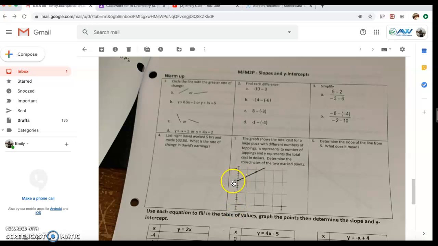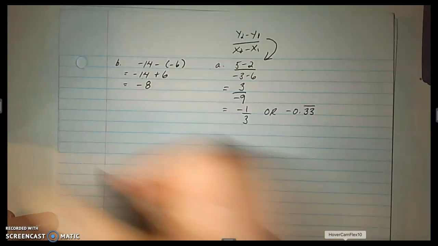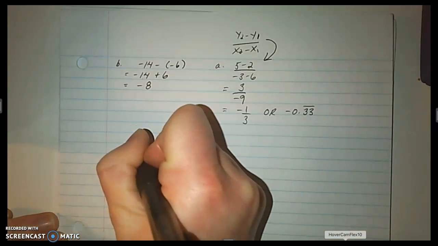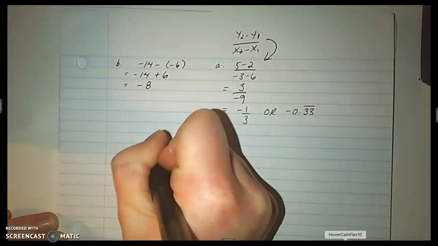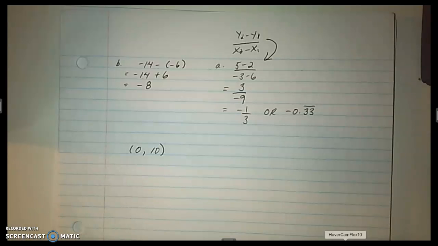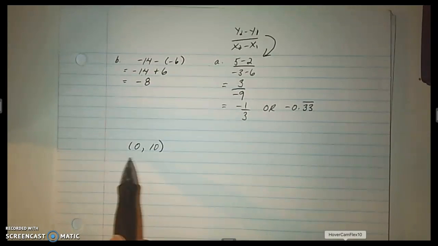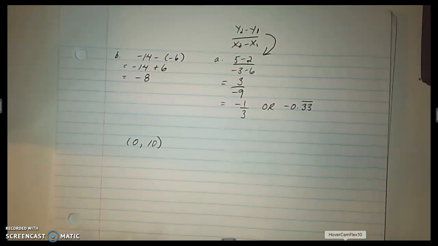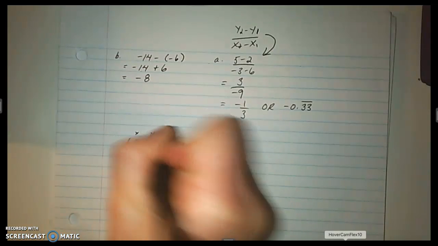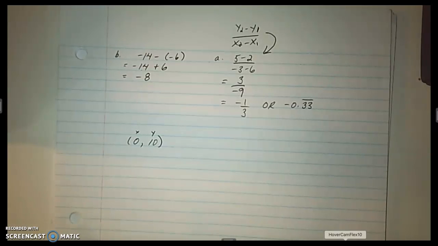It looks kind of like -10, but I think that's just because of the grid line. It's actually just 10. So if I were to write those coordinates down, it would look like this: 0 for the x, 10 for the y. When you're asked to write coordinates, this is what your answer should look like, where you have the x coordinate listed first and then the y coordinate listed second.